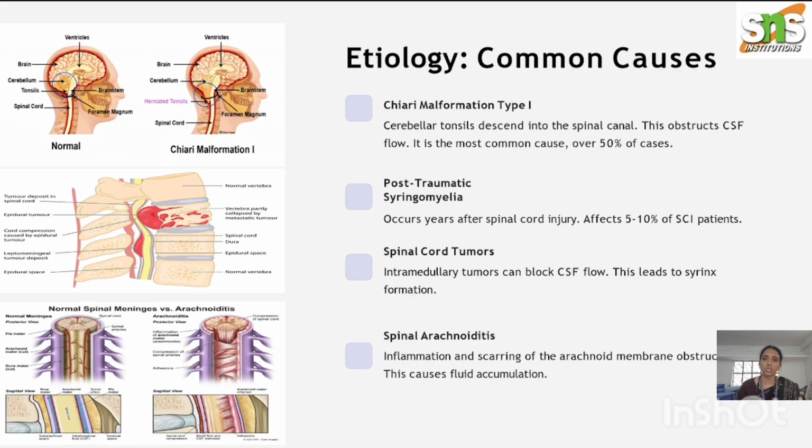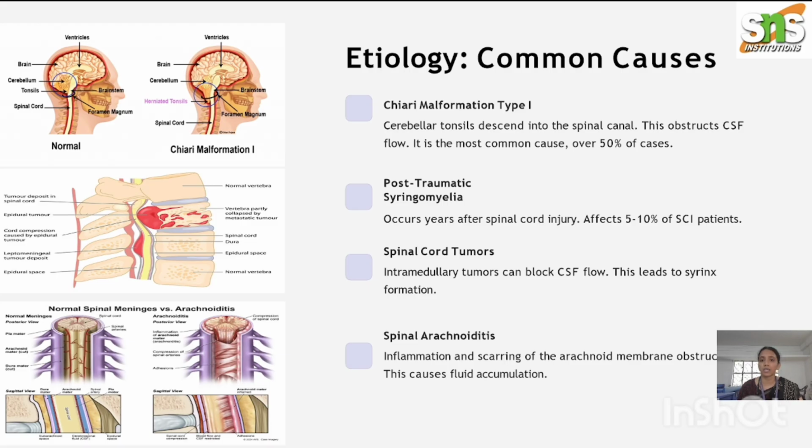Etiology. What are the common causes that lead to syringomyelia? Chiari malformation type 1 can be the primary cause of syringomyelia. In this picture, you can see the normal anatomical structure of the cerebellum present above the foramen magnum. In Chiari malformation, the cerebellum will descend downwards through the foramen magnum. So this obstructs the cerebrospinal fluid flow. It is the most common cause, and over 50% of the cases with syringomyelia are because of the Chiari malformation.